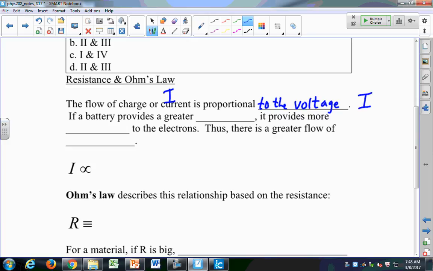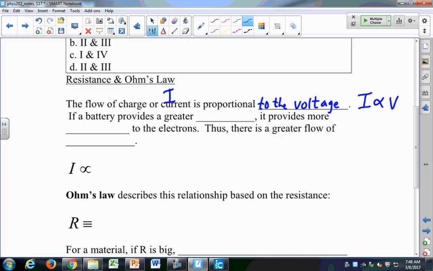So I is proportional to V. This shouldn't surprise you because remember, voltage is energy per charge. This is a measure of energy. If I give my charges more energy, then you can imagine they're going to move at a faster rate. They're going to move through more quickly. You'll have a bigger current.